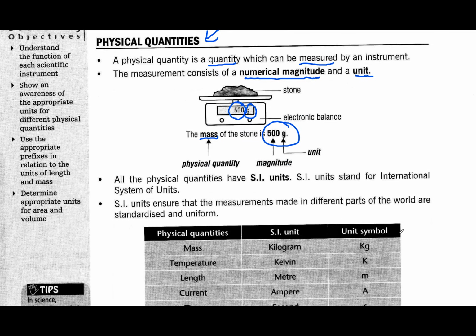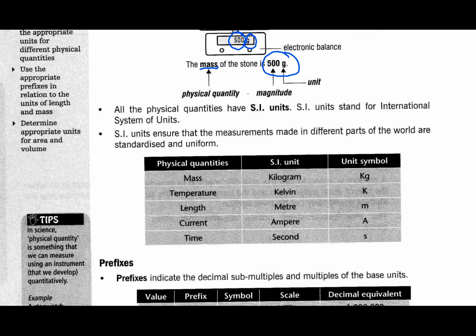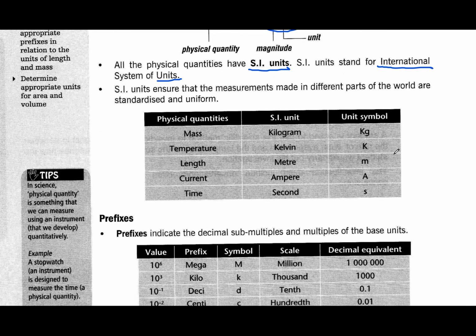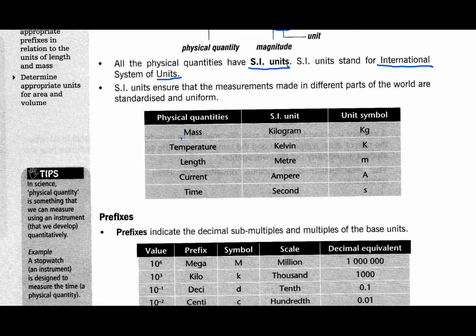Now all physical quantities have the SI unit, which is the international unit. The international units ensure that all parts of the world measure the same quantity to the same value. For mass, the SI unit is the kilogram, symbol kg. For temperature, the SI unit is the Kelvin, symbol is K, not degrees Celsius or degrees centigrade.